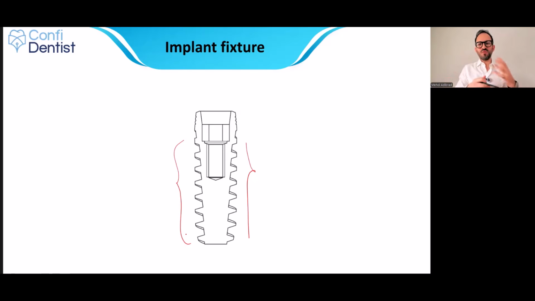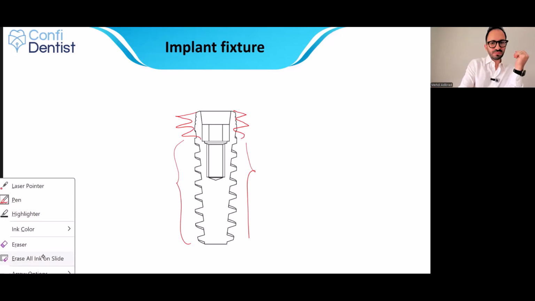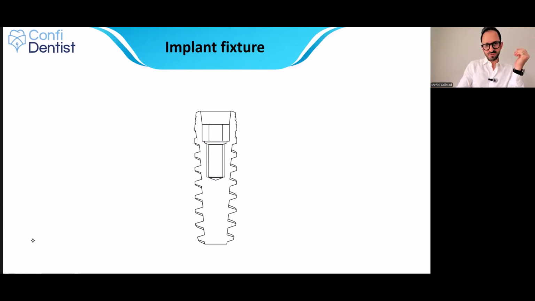Do you guys know why the design is like this? Do you have any idea why we have this structure? Why does the coronal 2 to 3 millimeters have micro threads and the rest has macro threads? Why don't we have macro threads all the way to the implant prosthetic platform? And the reason is right in front of you. The reason is because we have this implant prosthetic screw housing.